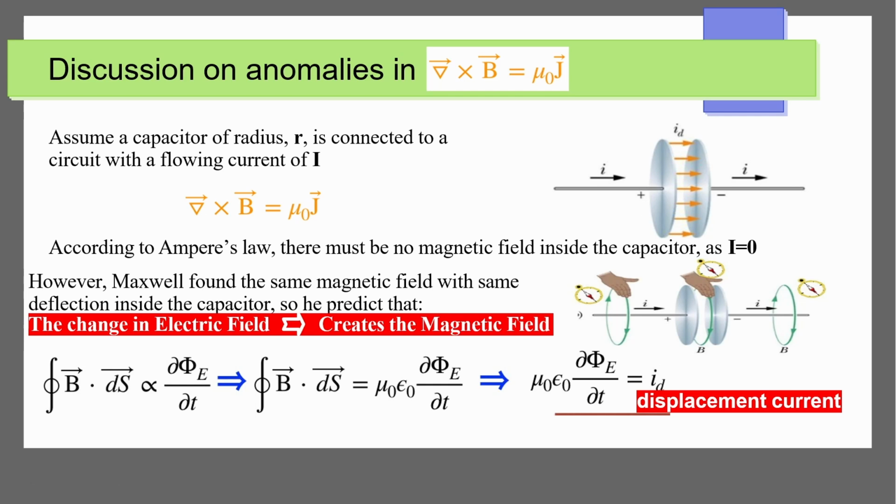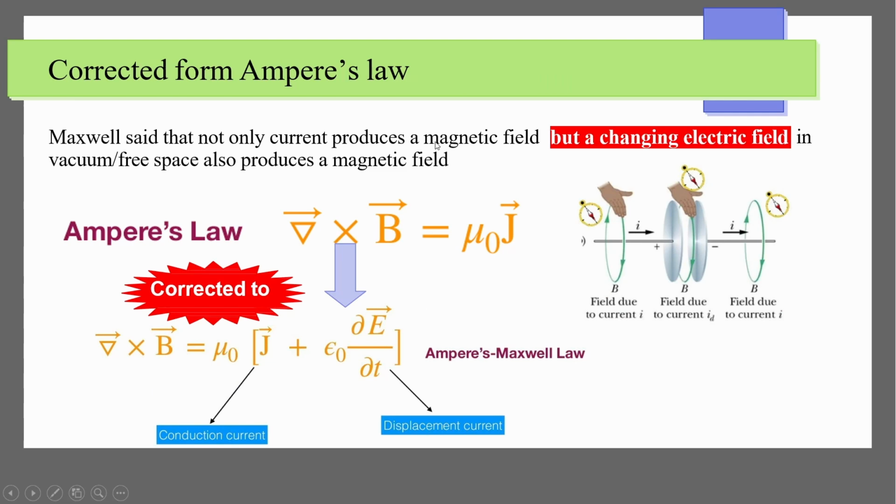So, this gap in Ampere's law meant it couldn't account for situations where current seemed to disappear, such as in the case of capacitors. To resolve this inconsistency, Maxwell introduced the concept of displacement current. As we can see here, this is the term for displacement current, which is mu naught epsilon naught multiplied by the partial derivative with respect to t of the electric flux. So Maxwell modified Ampere's law to include this additional term. Maxwell said that not only does current produce a magnetic field, but a changing electric field in vacuum or free space also produces a magnetic field.